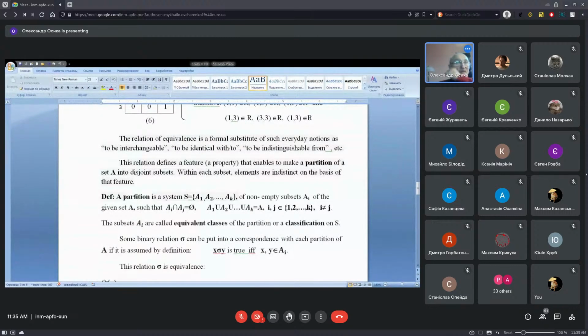A partition is a system S. It is a set of objects, and the objects are divided into subsets A sub 1, A sub 2, A sub 3, and so on, such that these subsets don't have common elements. Intersection of any pair of these subsets is an empty set. Okay, and the union of all subsets makes the whole set.